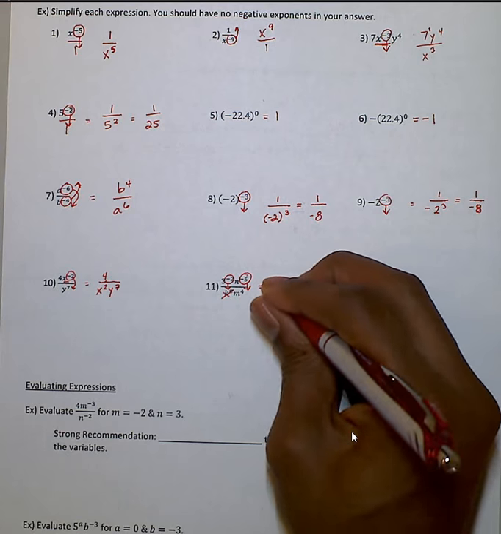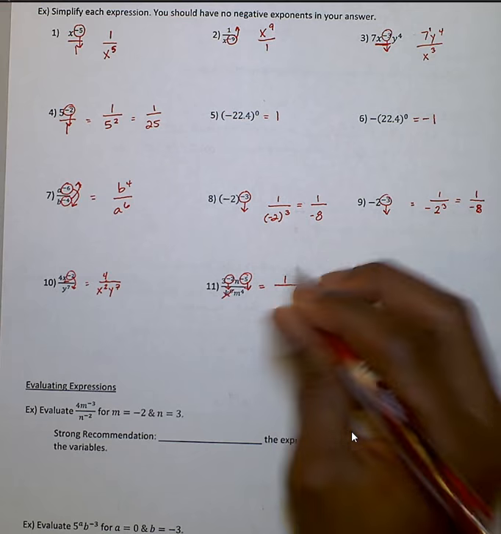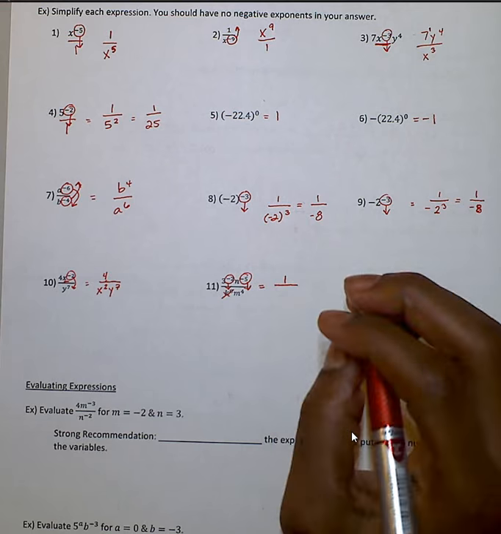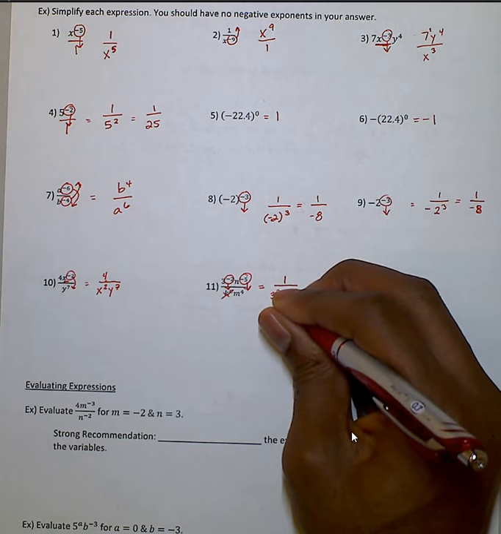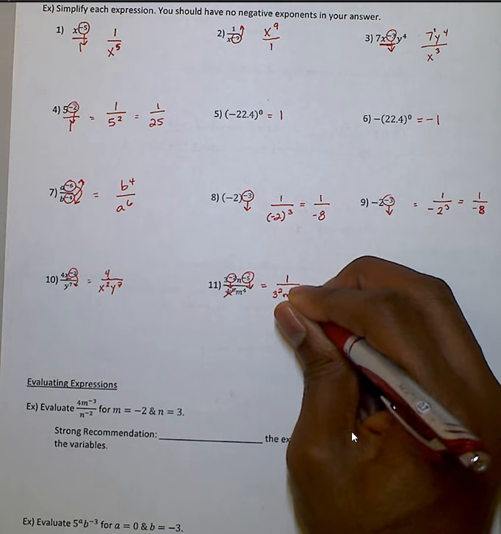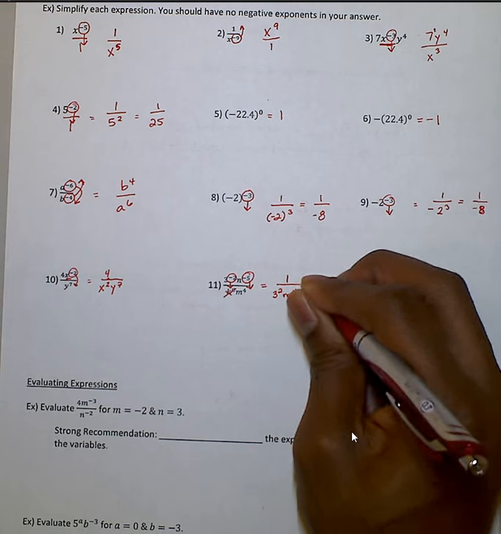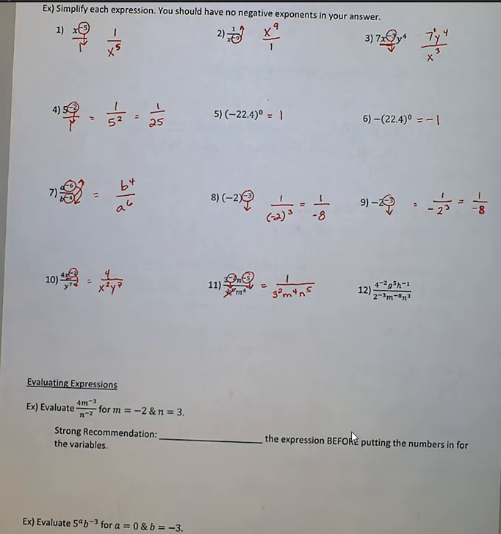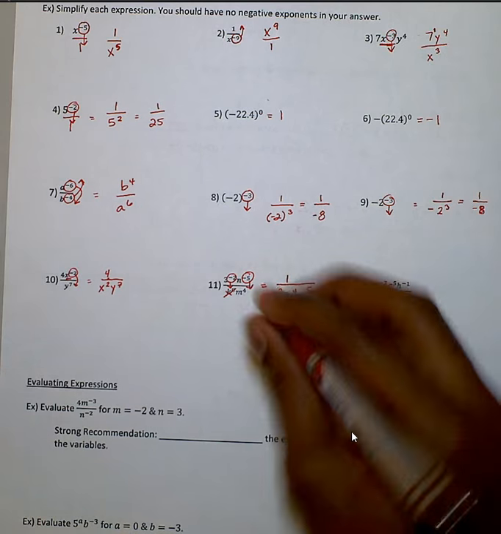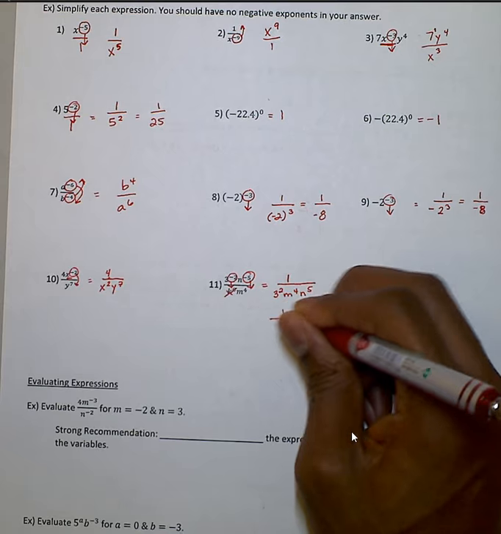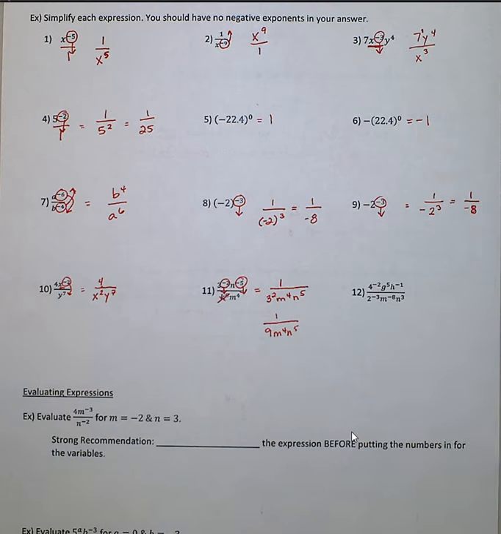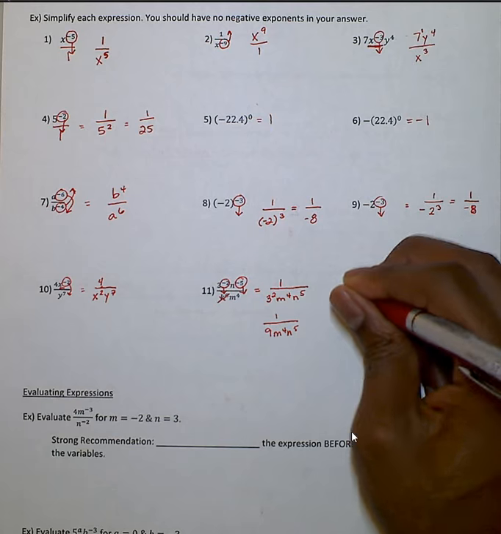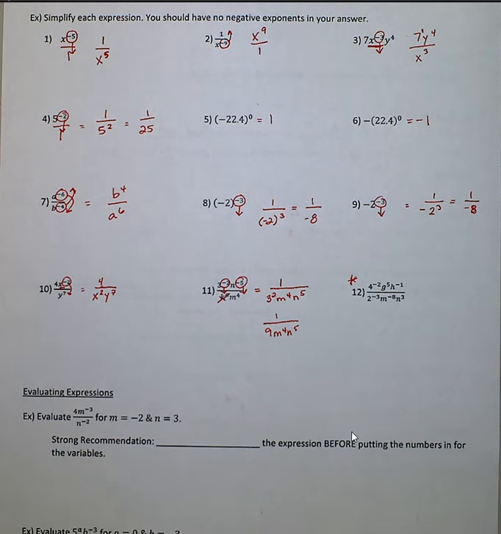So now what do I have left on top? Well, I moved everything down, so I just have 1. So now in the denominator I have 3 squared, m to the 4th, n to the 5th. And I usually just try to write in alphabetical order because that way I know I've gone through everything. And if I really want to, I can rewrite that as 1 over 3 squared is 9, m to the 4th, n to the 5th. For number 12, the last one, I am going to leave that to you. So try that out one at a time.